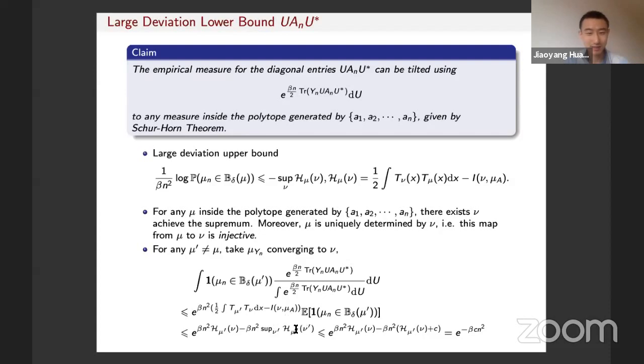So the sup must be bigger than h mu prime, nu plus some small constant c. These two terms cancel out, and then we get e to the minus beta c n squared. In this way, we conclude that this expectation in a small neighborhood of mu prime is exponentially small. This is true for any mu prime which is not mu. So this tilted measure for mu n must concentrate around mu. This gives the full large deviation for the diagonal entries of U A U star.